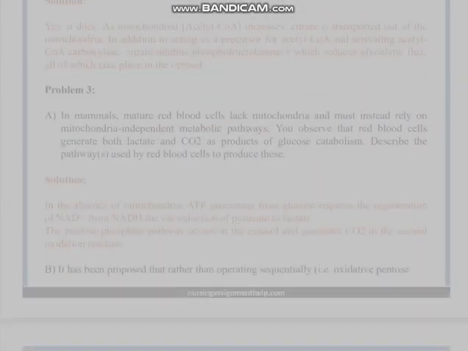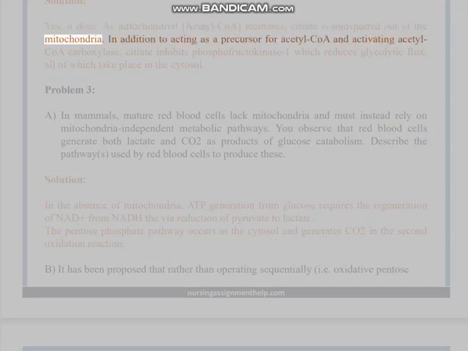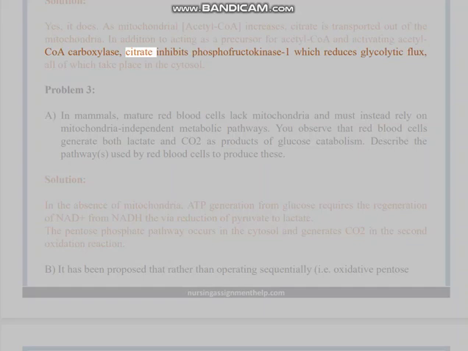Solution: yes, it does. As mitochondrial acetyl-CoA increases, citrate is transported out of the mitochondria. In addition to acting as a precursor for acetyl-CoA and activating acetyl-CoA carboxylase, citrate inhibits phosphofructokinase 1, which reduces glycolytic flux, all of which take place in the cytosol. Problem 3.